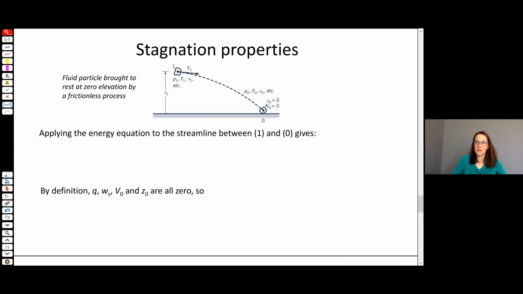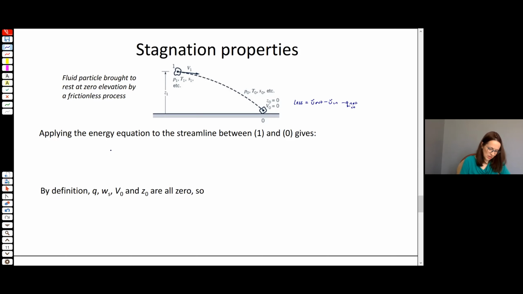We can derive expressions for the stagnation properties by applying the energy equation to the streamline between states 1 and 0, or sections 1 and 0. I just want to remind us from chapter 5, where we were talking about the energy equation a lot, that the loss is defined as the internal energy out minus the internal energy in minus the net heat transfer in. So just a reminder.